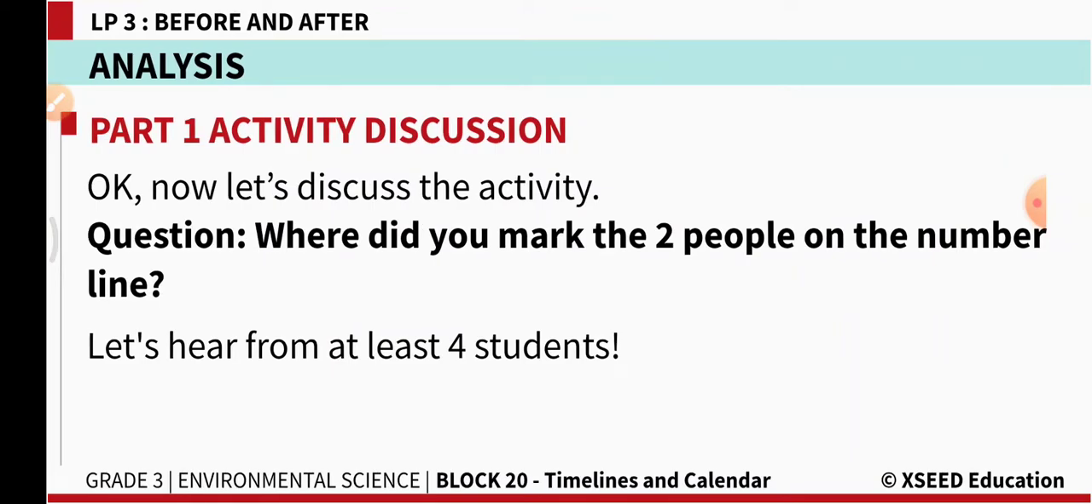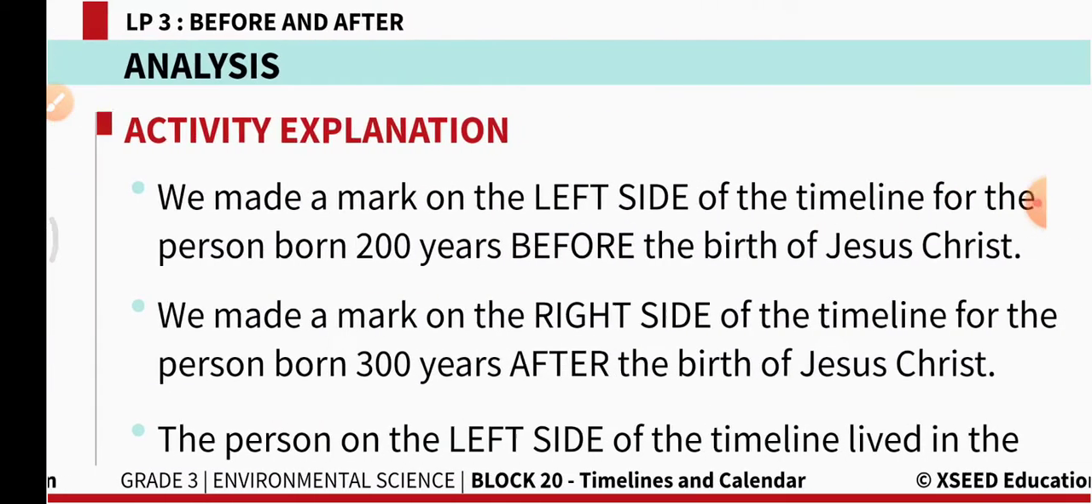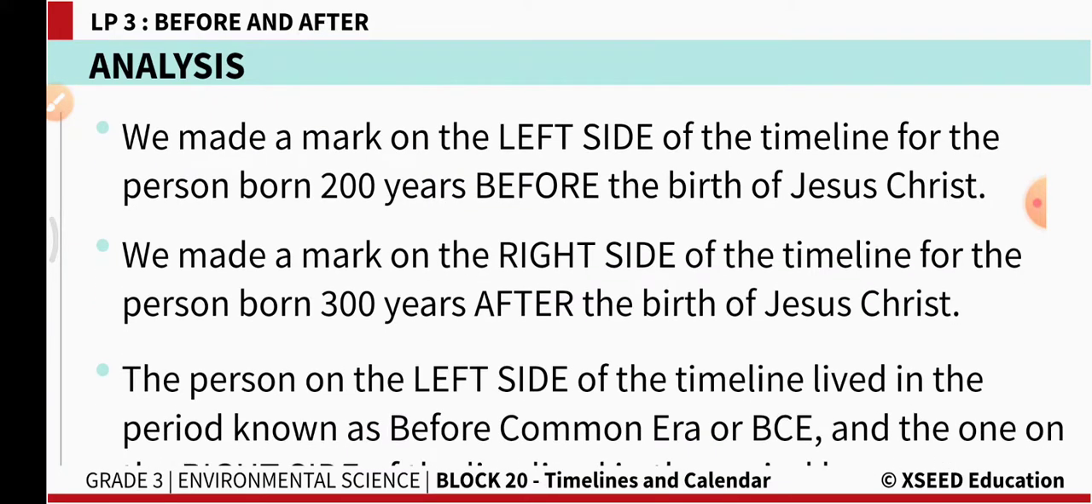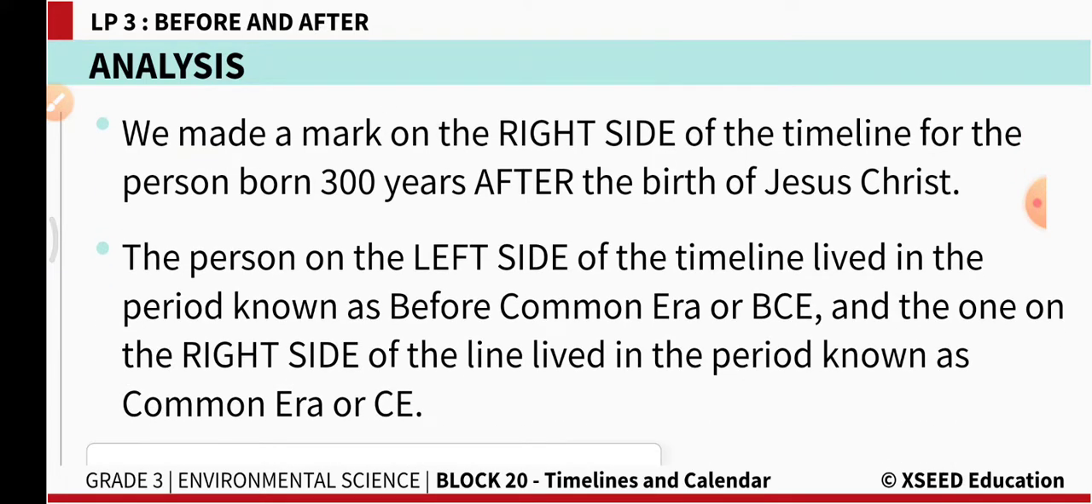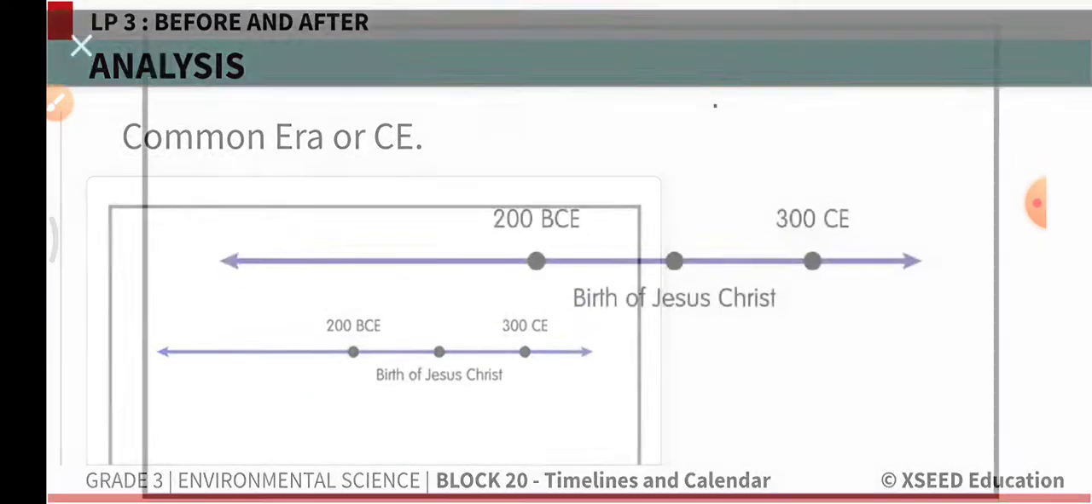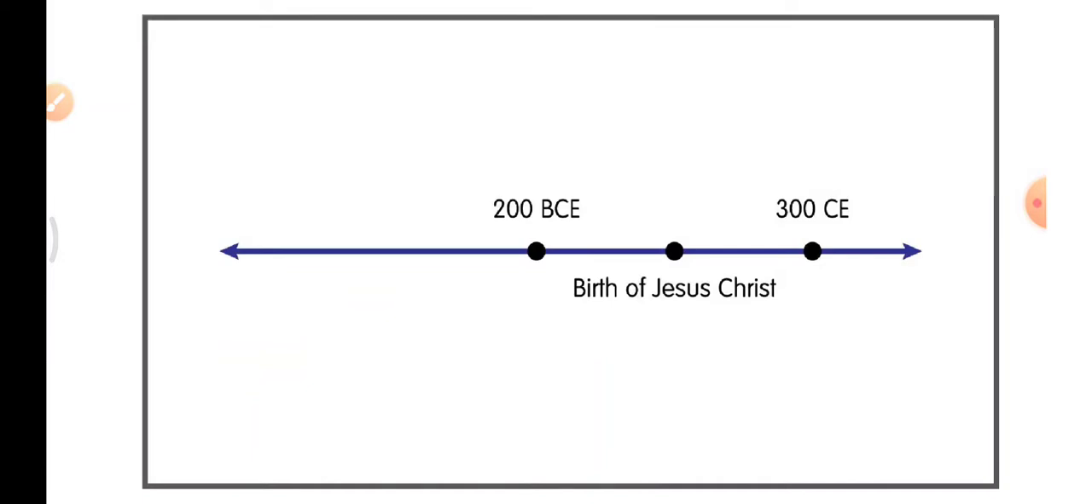Where did you mark the two people on the number line? We made a mark on the left side of the timeline for the person born 200 years before the birth of Christ. We made a mark on the right side of the timeline for the person born 300 years after the birth of Christ. The person on the left side of the timeline lived in the period known as Before Common Era, and the one on the right side lived in the period known as Common Era. This is how it would be.